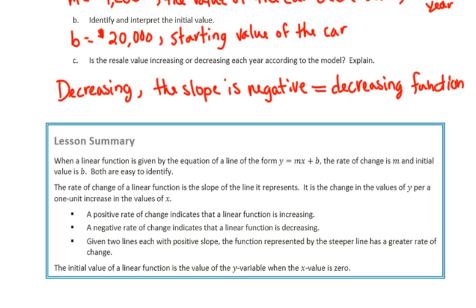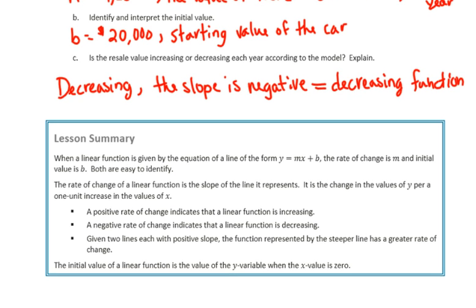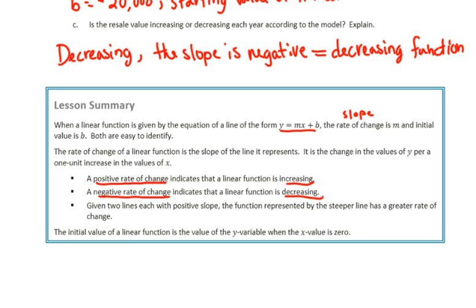The key points to remember: linear functions are written y equals mx plus b. The rate of change or the slope is m. The initial value or the y-intercept is b. If it's a positive rate of change, it's increasing. A negative rate of change, it's decreasing. And if you're given two lines, each with a positive slope, the steeper line has the greater slope or greater rate of change.